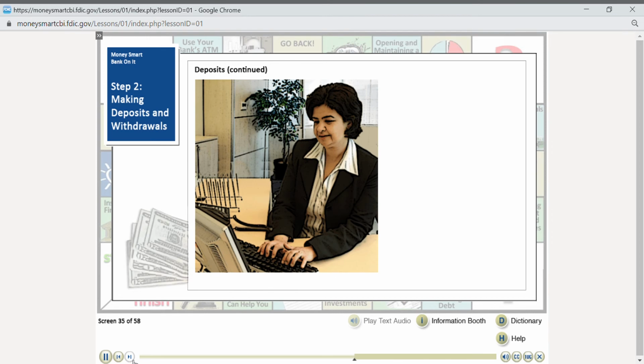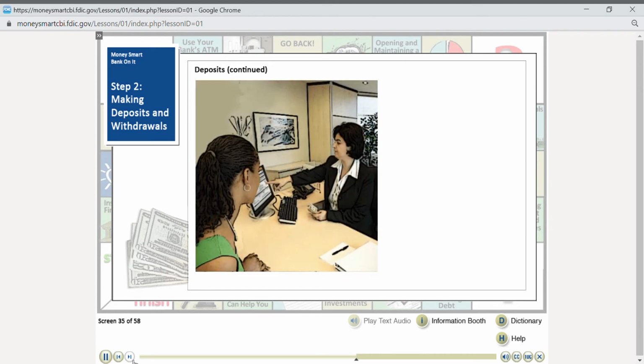Since you deposited cash today, that money will be available immediately. Your opening balance is $300. Great, thank you. You're welcome. I've noted the opening balance for you here in your check register.